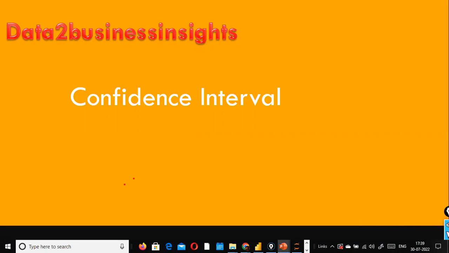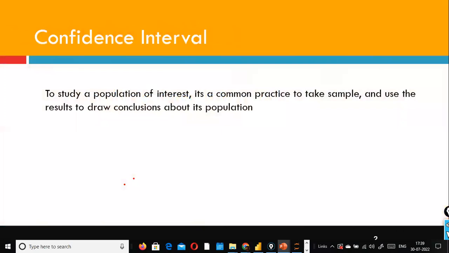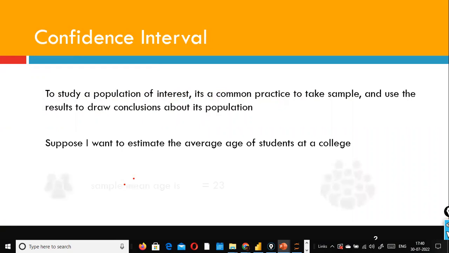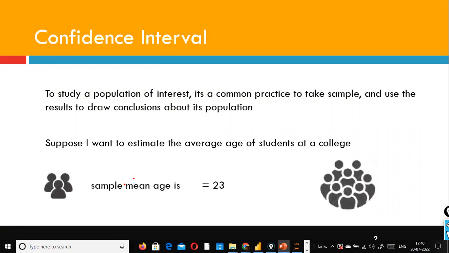Okay, so confidence interval. To study a population of interest, it is common practice to take a sample and use the results to draw a conclusion about its population. That is what we discussed. Suppose I wanted to estimate the average age of students at a college. So I choose a random sample.